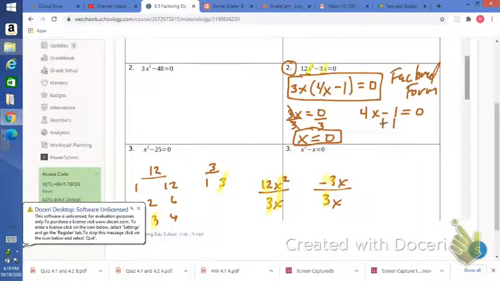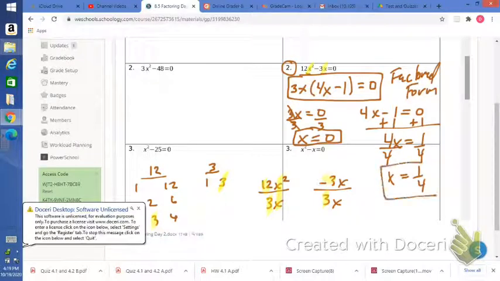And then here I'm going to add 1 to both sides. So I get 4x equaling 1. Divide both sides by 4. X equals 1/4. Alright, so be careful with that. Don't want to lose a root. And so those are the solutions, 0 and 1/4.